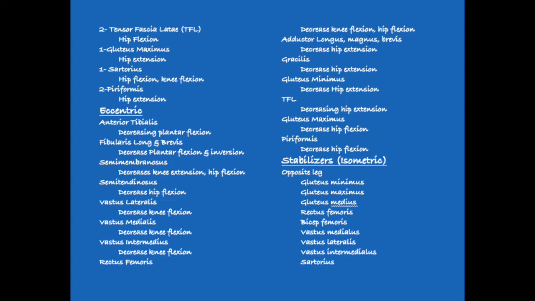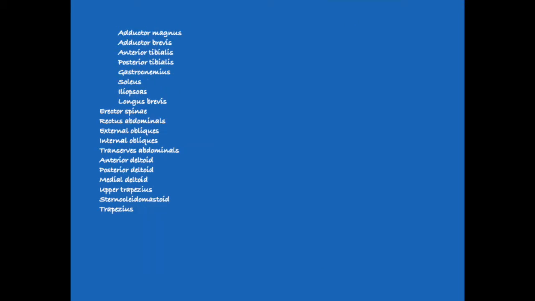piriformis. Eccentrically consisted of the anterior tibialis, fibularis longus and brevis, semimembranosus, semitendinosus, vastus lateralis, vastus medialis, vastus intermedius, rectus femoris, adductor longus, magnus and brevis, the gracilis, gluteus minimus, the TFL, gluteus maximus, piriformis.